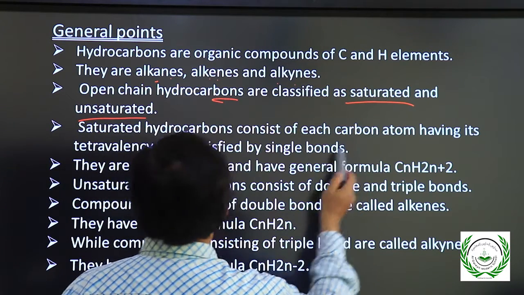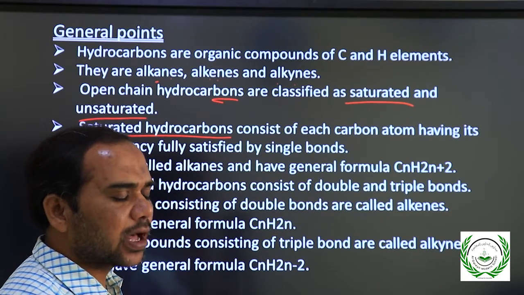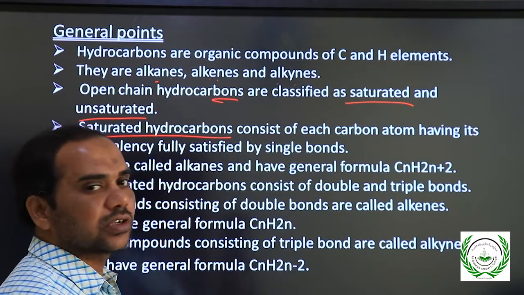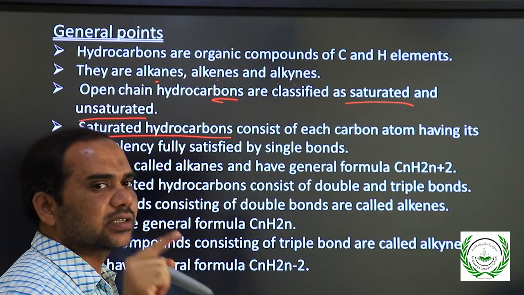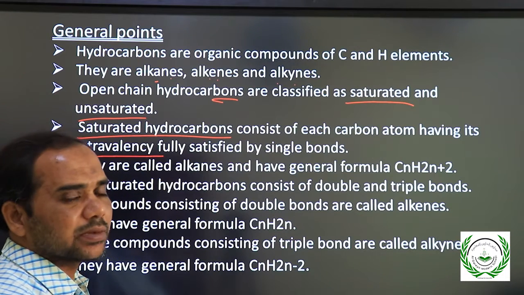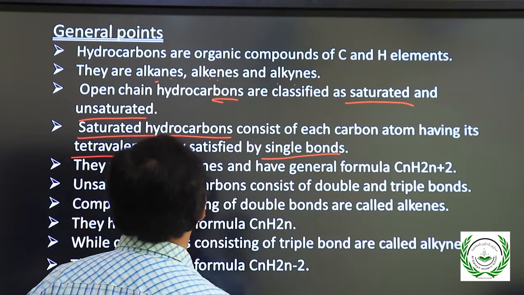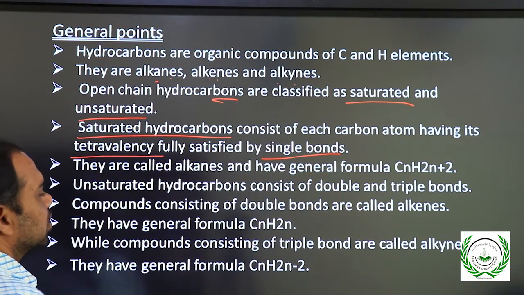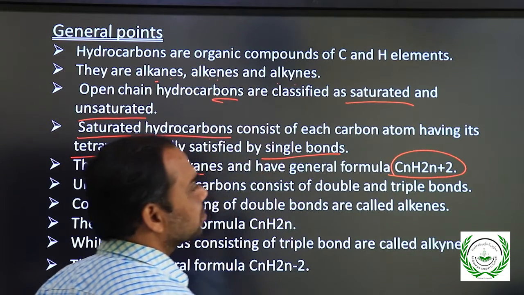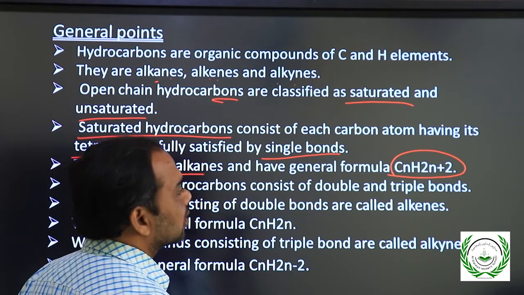The carbon compounds having single bonds are called saturated hydrocarbons. These saturated hydrocarbons satisfy tetravalency. Tetravalency means carbon shows a valency of 4 with 4 single bonds. They are called alkanes, and alkanes have the general formula CnH2n+2, where n starts from 1, 2, 3, 4.